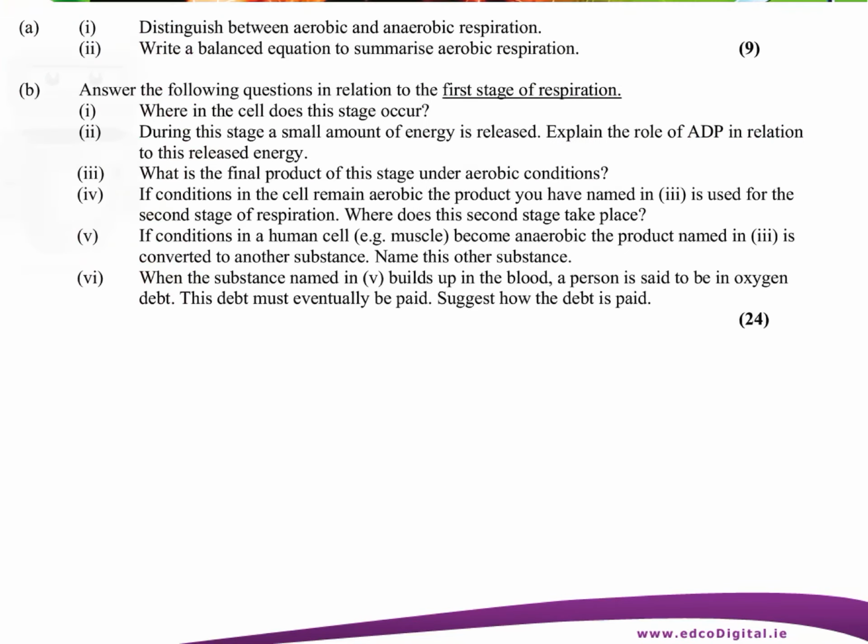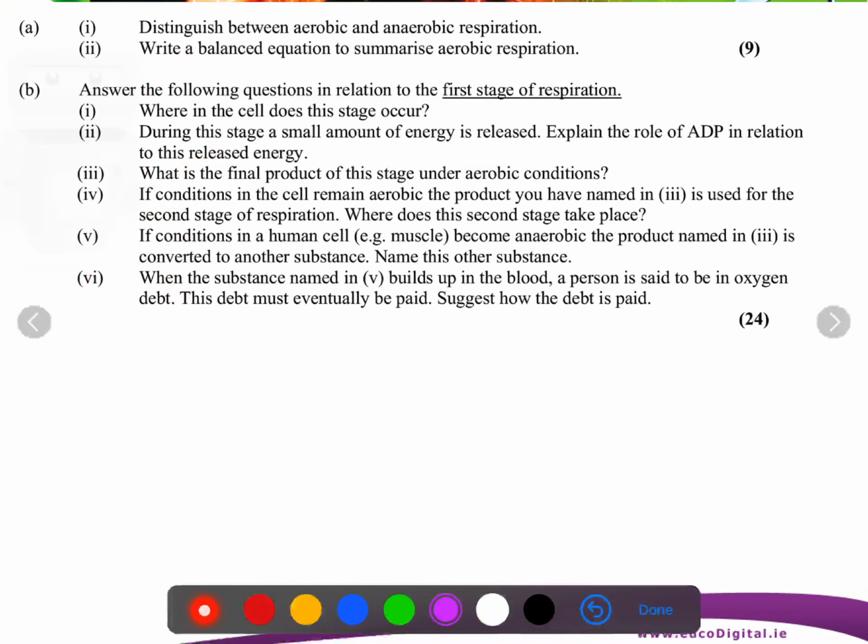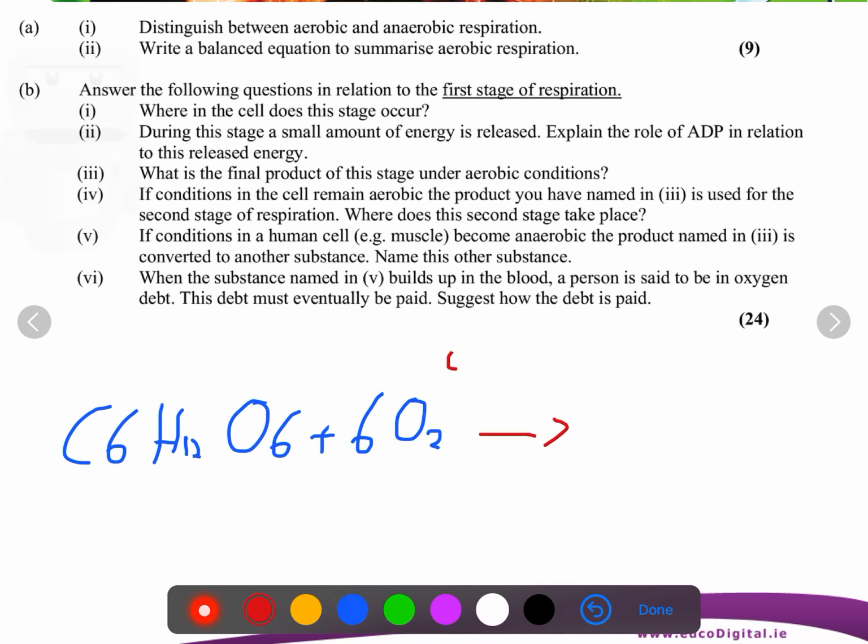So this was our questions. We had: distinguish between aerobic and anaerobic respiration, and write a balanced equation to summarize aerobic respiration. First, aerobic respiration is the controlled release of energy from food using oxygen. Anaerobic is release of energy from food without using oxygen. That's the difference. Then we have a balanced equation to summarize aerobic respiration. So glucose is C6H12O6. We also need 6O2 because we breathe that in, in the presence of enzymes.